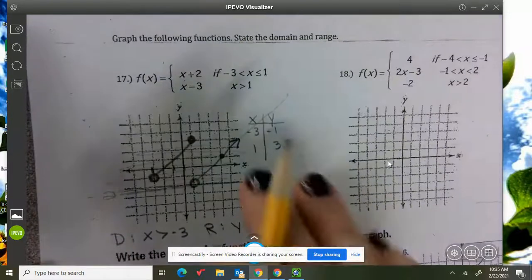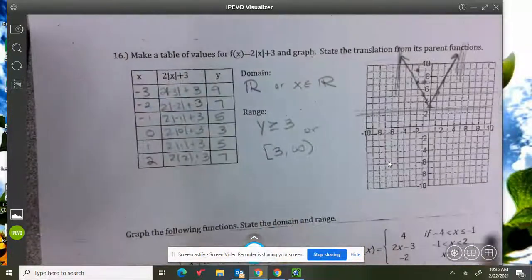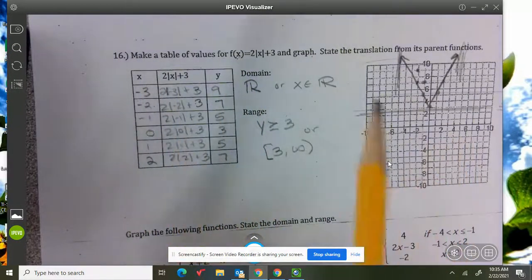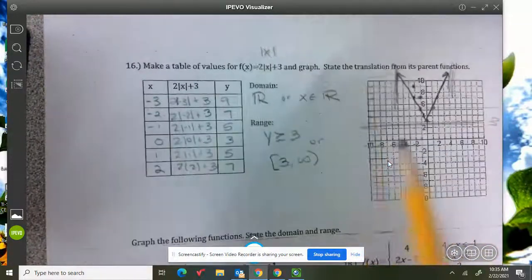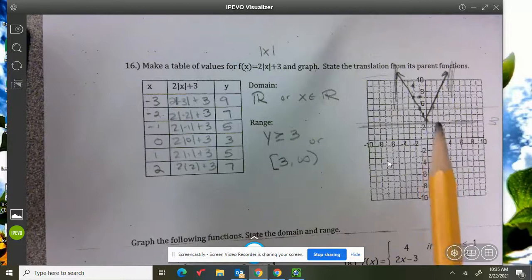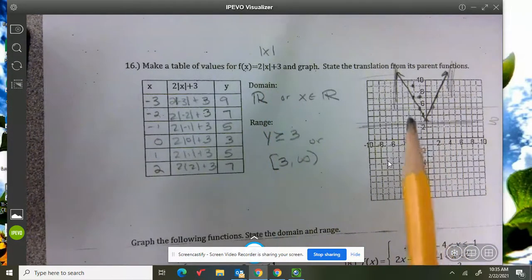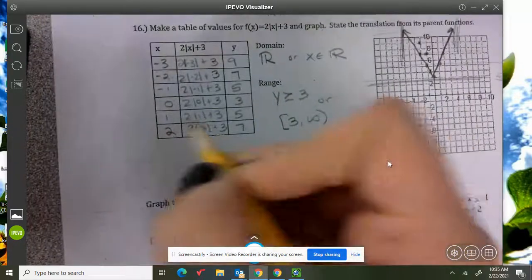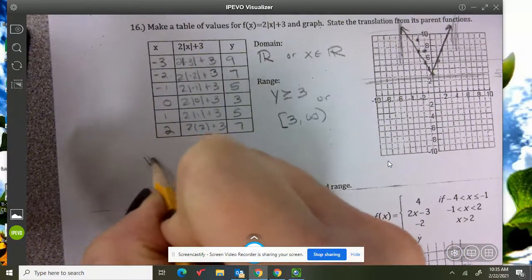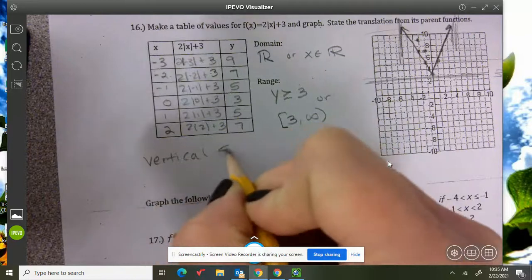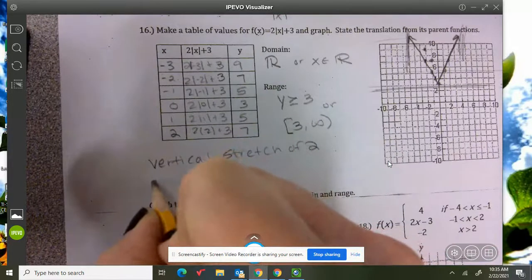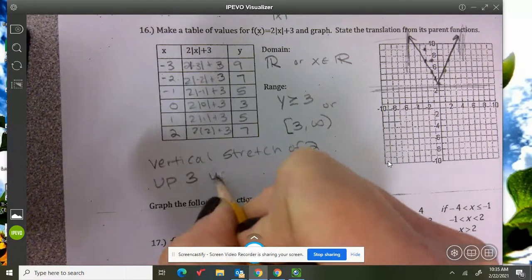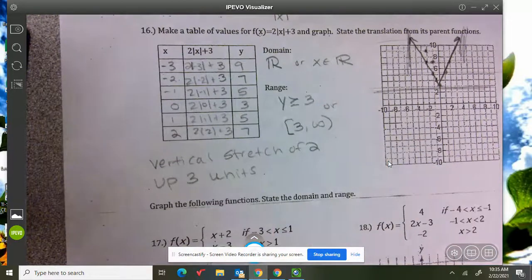Okay. Up here, did we answer all the questions now that I think about it? We made a table of values, we graphed. Did we state the translation from the parent function? So if the absolute value of X was the parent function, what did the plus 3 do? It raised your graph up 3, and then multiply by 2 made it look thinner or stretched. So there was a vertical stretch of 2, and then we went up 3 units. You could say vertical shift of 3 as well.